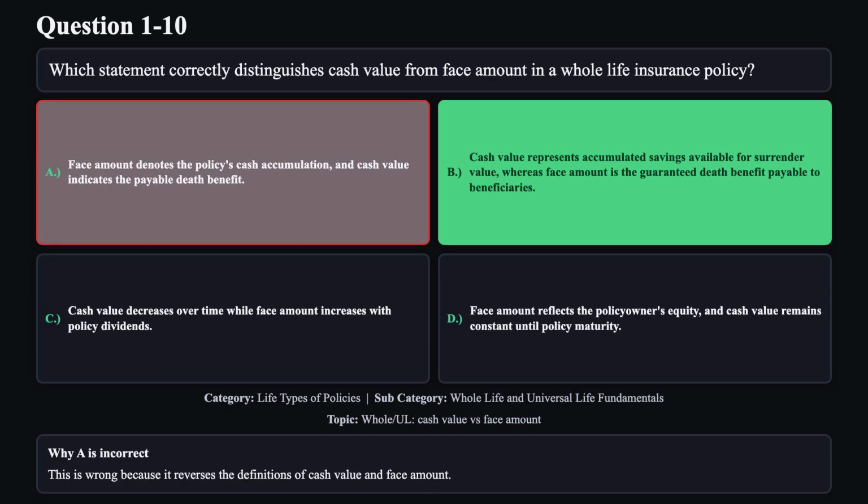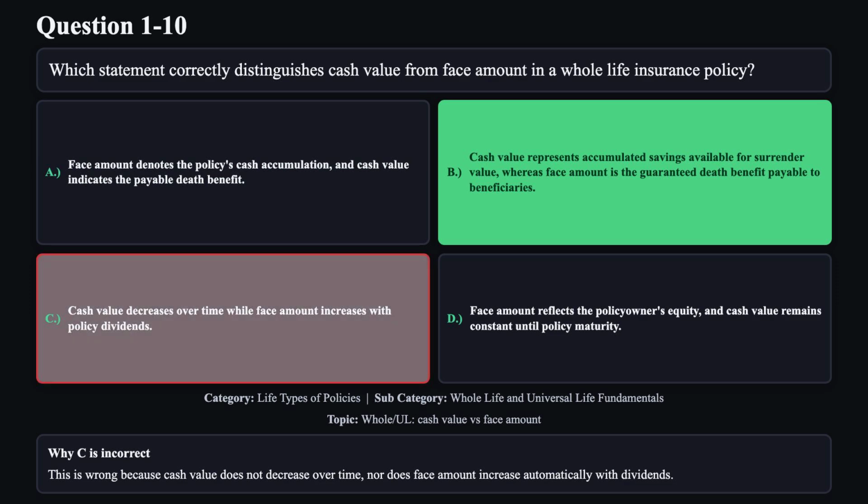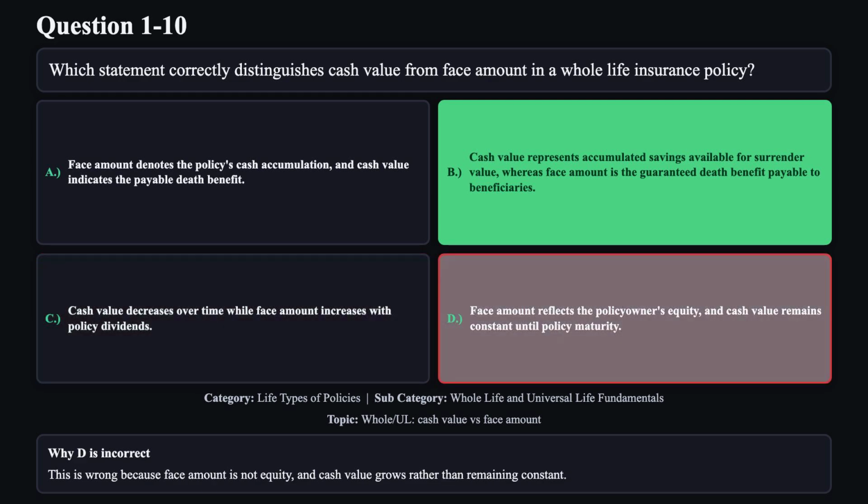Reason A is not correct. This is wrong because it reverses the definitions of cash value and face amount. Reason C is not correct. This is wrong because cash value does not decrease over time, nor does face amount increase automatically with dividends. Reason D is not correct. This is wrong because face amount is not equity, and cash value grows rather than remaining constant.